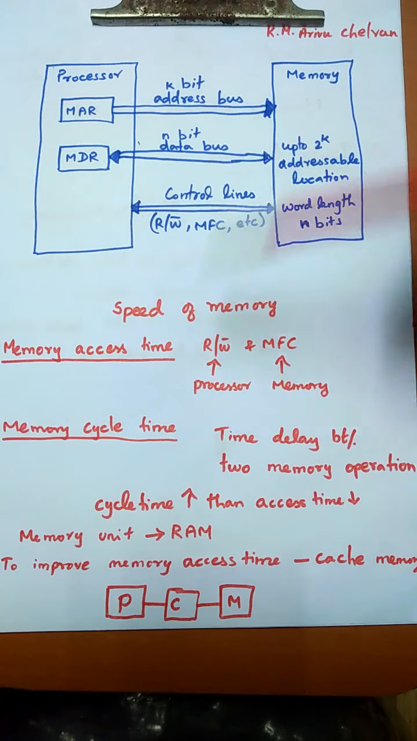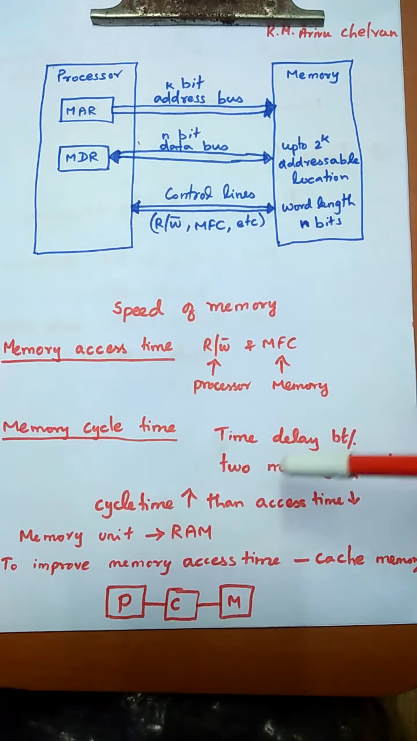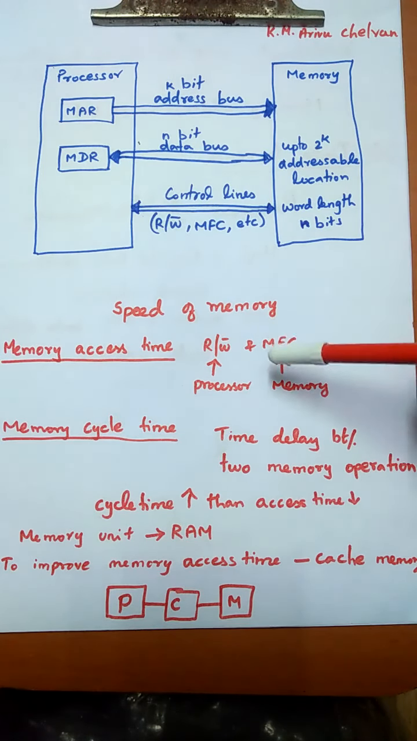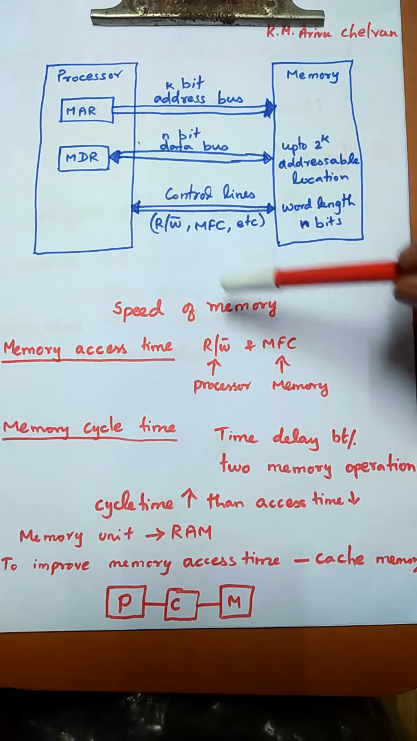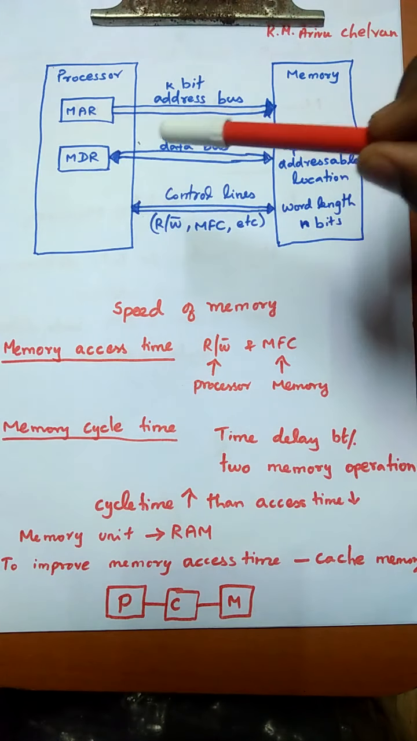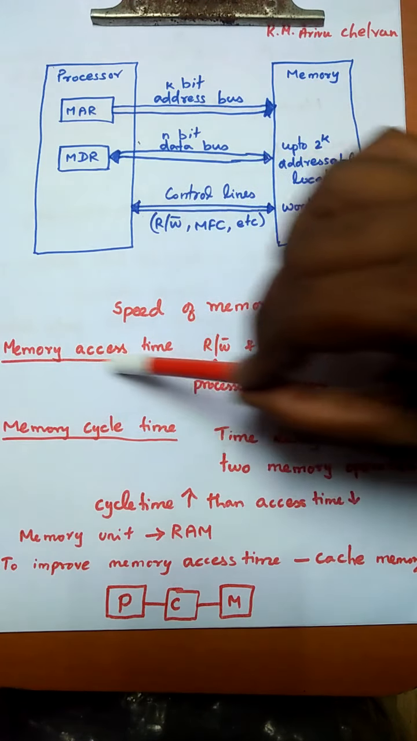The two factors which affect the speed of memory are memory access time and memory cycle time. Memory access time means the time taken to access data from memory to processor. The read/write signal is enabled by the processor, and the MFC signal is enabled by memory. The time taken between the read/write signal enabling and the MFC signal enabling is called memory access time.